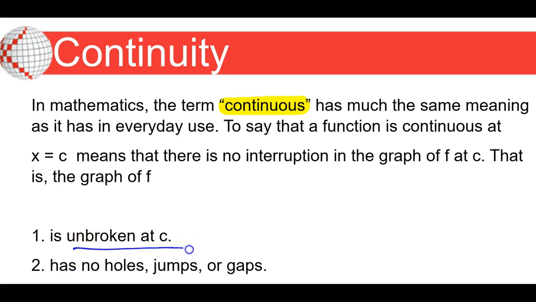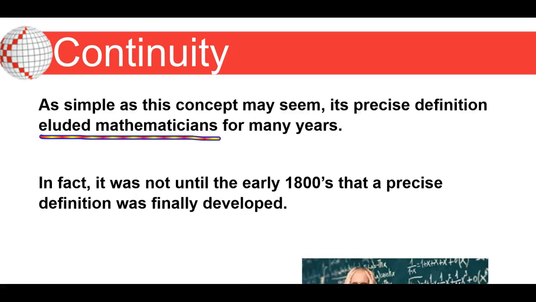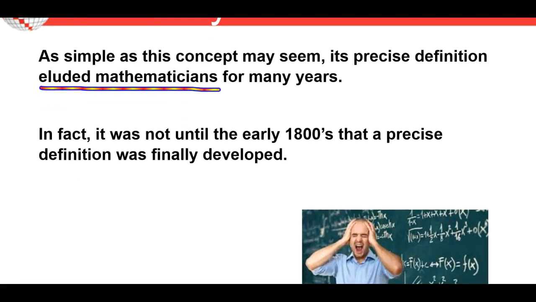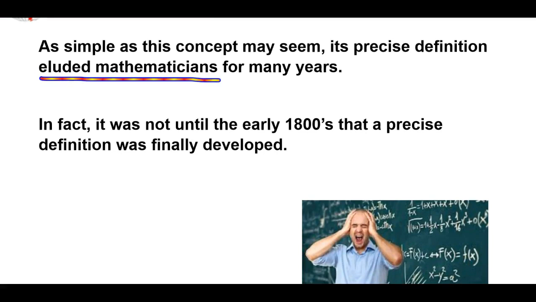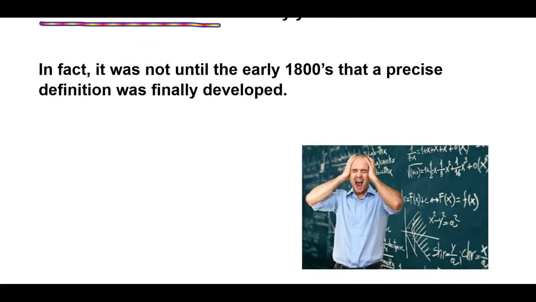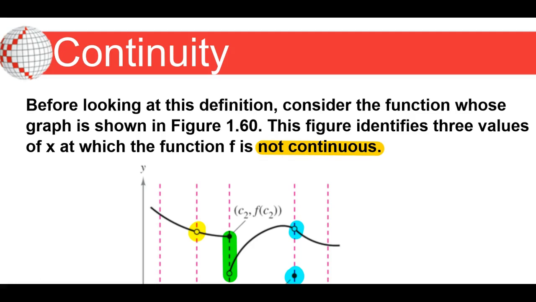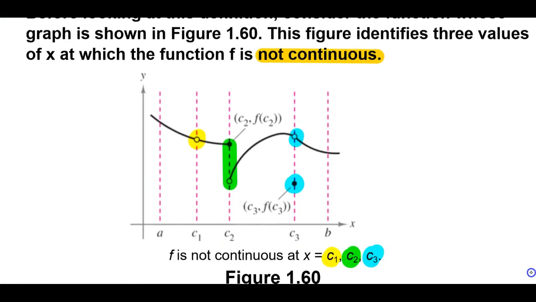Again, continuous means that it's unbroken. There's no holes, no jumps, no gaps in the function. Seems like a pretty simple concept, but this really eluded mathematicians for many, many years, centuries, when they started talking about it. The precise definition seemed confusing to them. We'll see if we can try to clean this up for you.